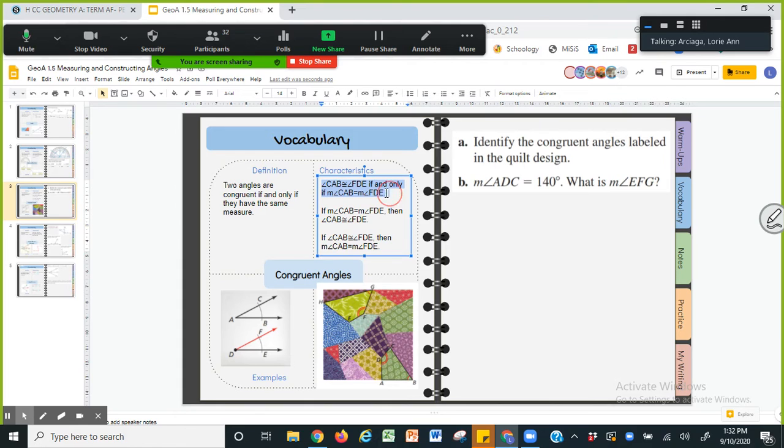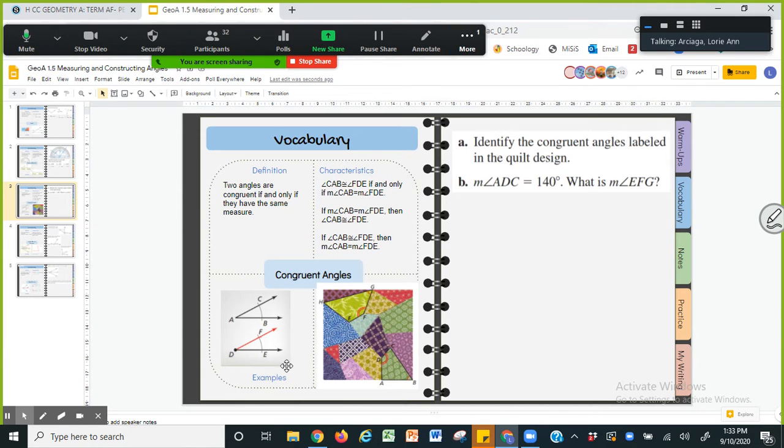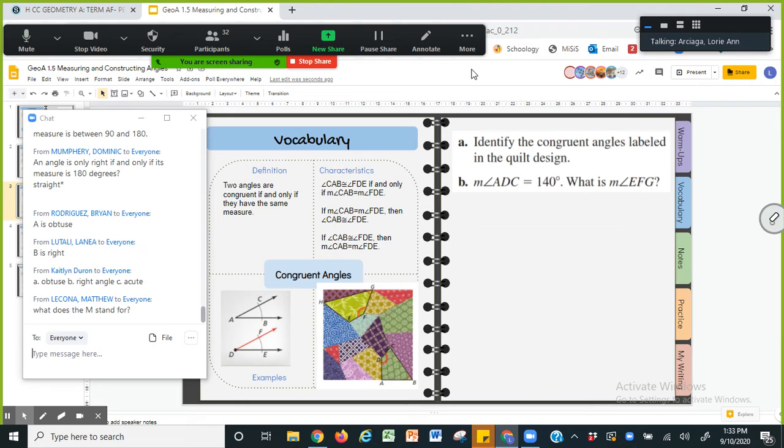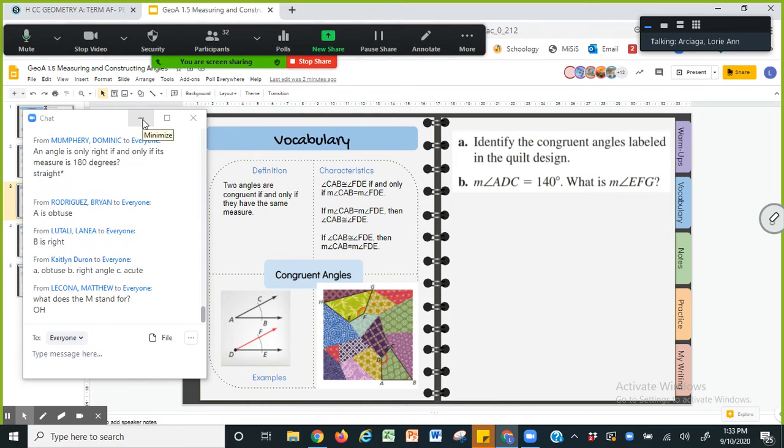So take note of how I typed it. When I use the congruent symbol, I don't put the letter M before because I'm talking about the angles themselves. But if I put the equal sign, then I put the letter M before the angle because I'm talking about their measure. And then I just broke down the biconditional into two conditional statements, if, then. Bottom line is they have the same measure. Chat, what does the M stand for? The measure. The measure of angle CAB is equal to the measure of angle FGE.